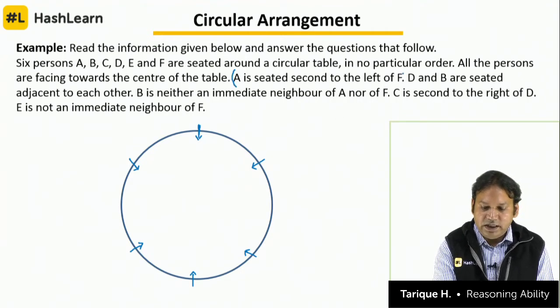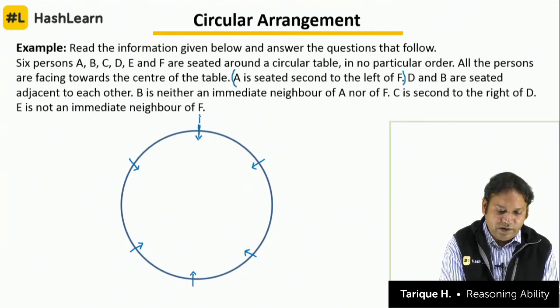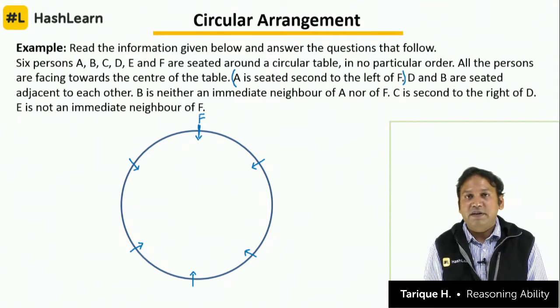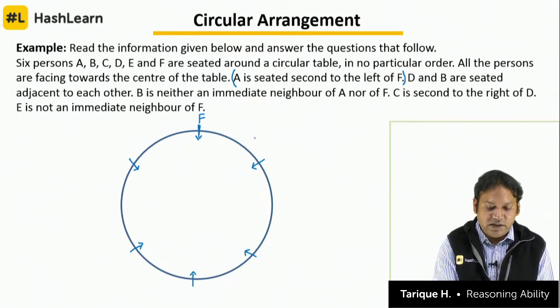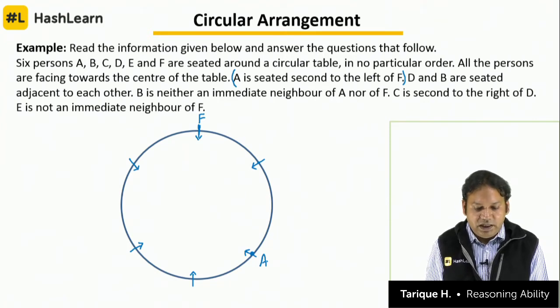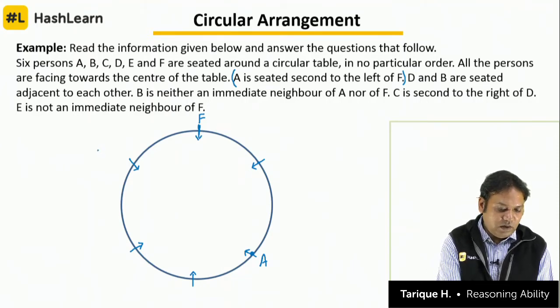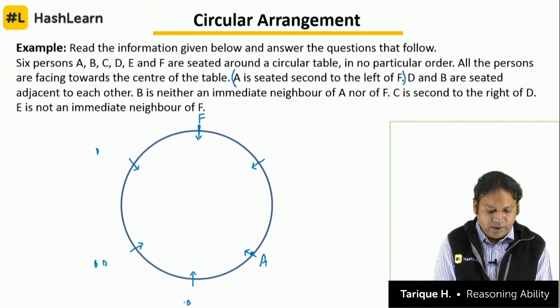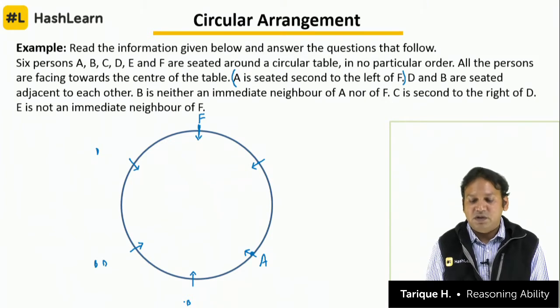A is seated second left of F, so I will start with F here. Now F is facing towards the center, so left is this side, first left and second left. So A is seated second left of F. D and B are seated adjacent to each other. So where can D and B come? There are 2 options for them. D can come here, B can come here, vice versa, or D can come here, B can come here. This we'll see later, about the possible options for D and B.